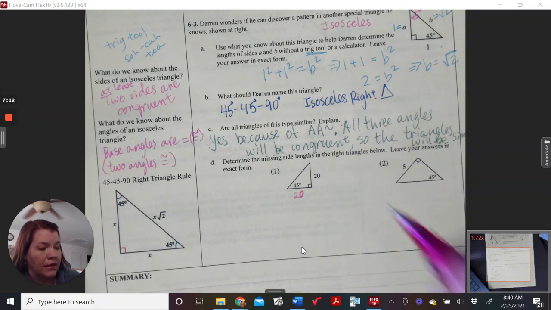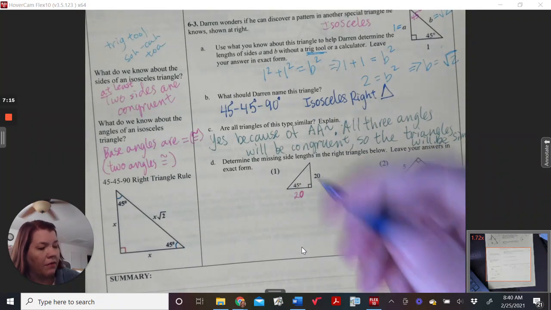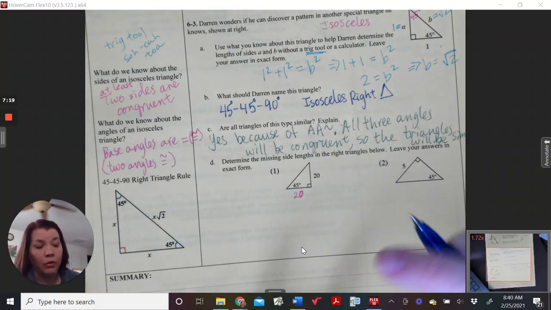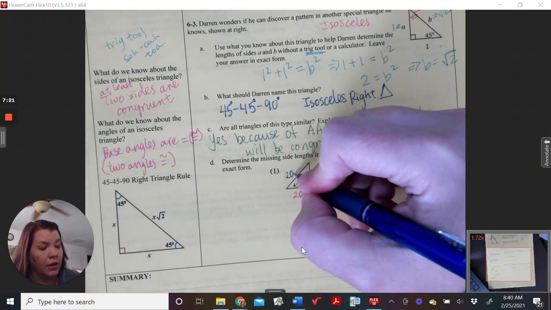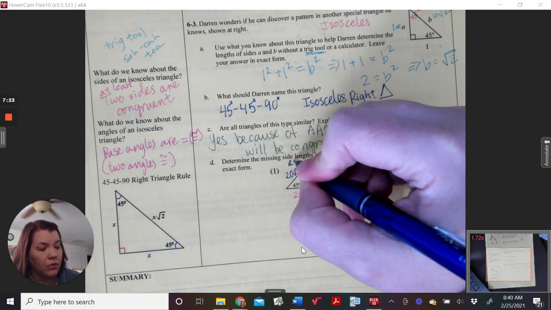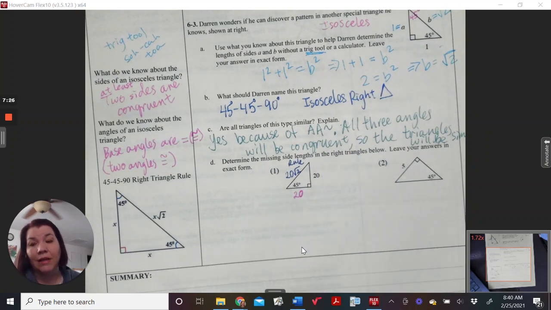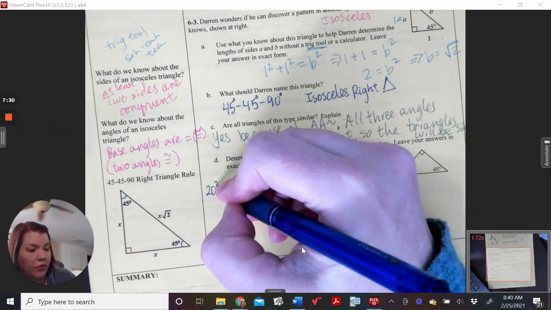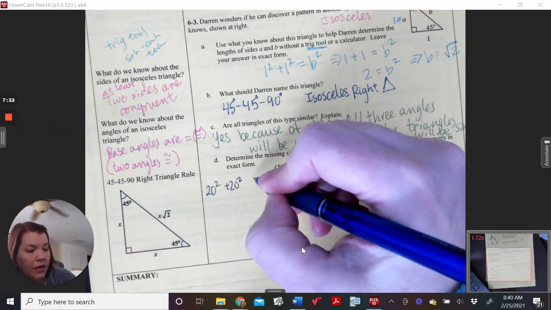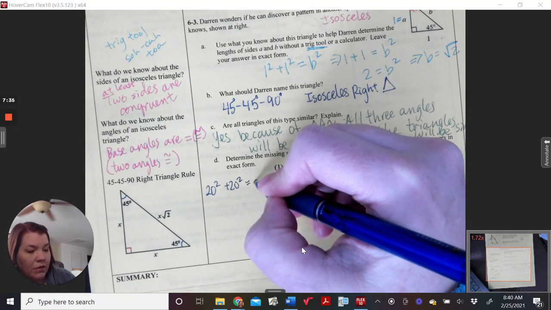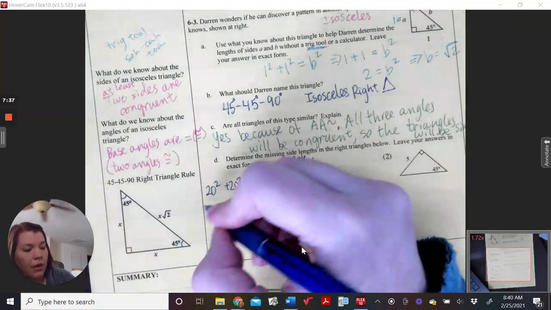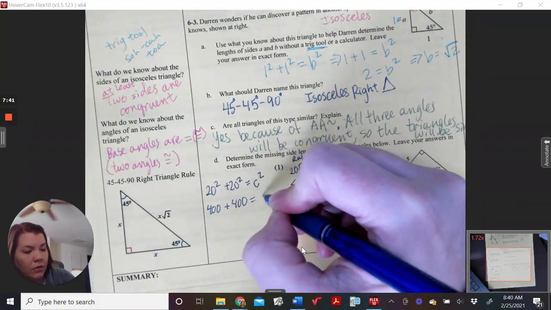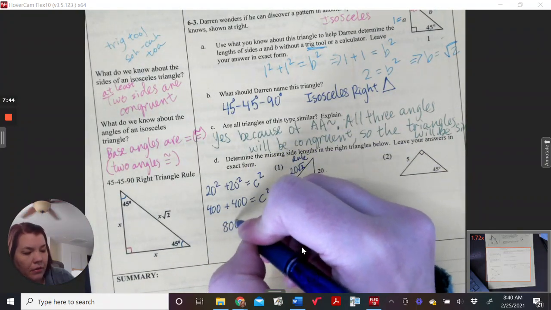Now, if you can't remember the rule, you can always do the Pythagorean Theorem, and I'm going to do both. The rule says it should be 20 radical 2, and I would be done faster. That's all the rule does, it lets me get done quicker. But let's go ahead and do the Pythagorean Theorem and prove it. 20 squared plus 20 squared needs to equal my hypotenuse, which I'm going to call c squared. So 20 squared is 400, so 800 equals c squared, and so c equals the square root of 800.